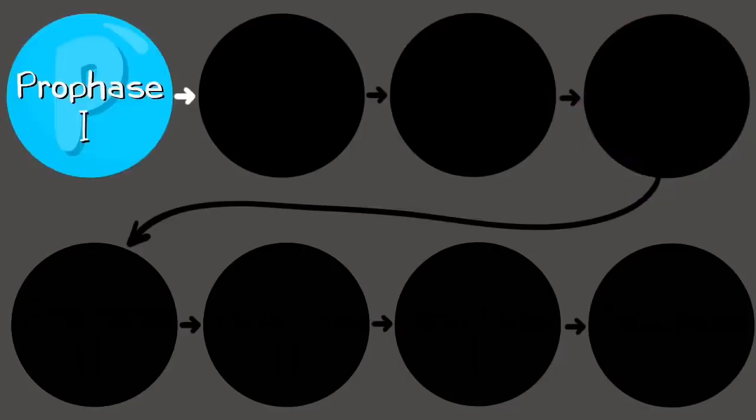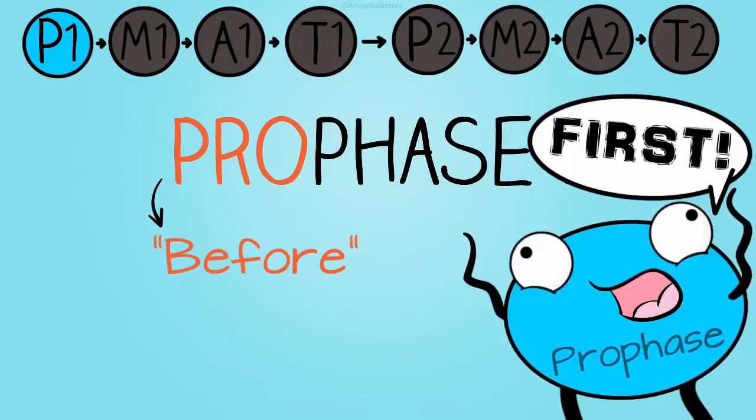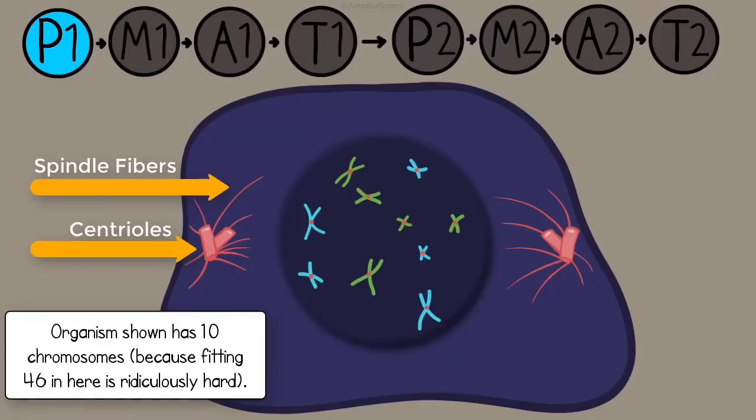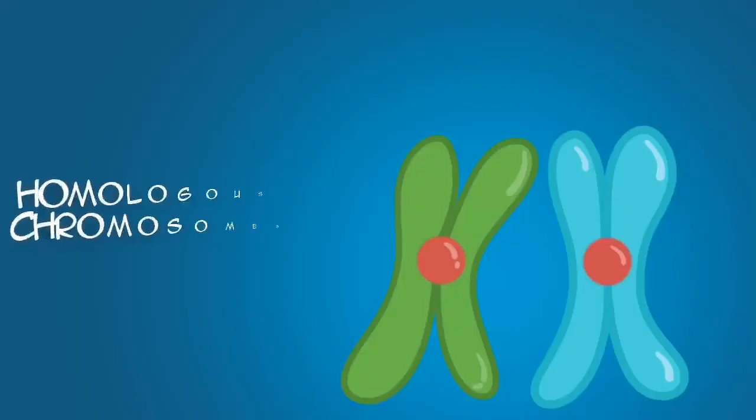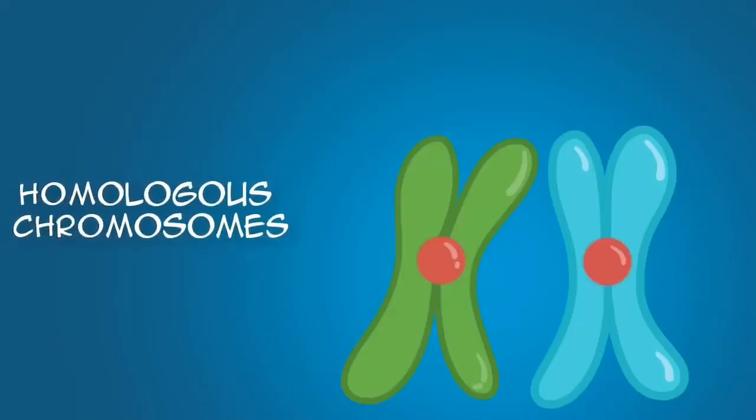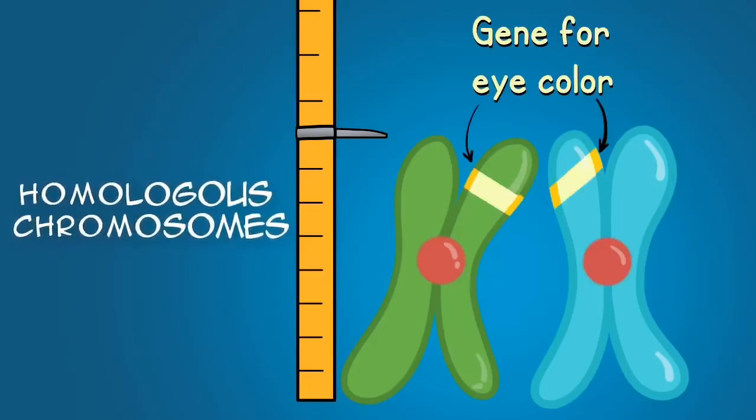So let's start with the very first step, prophase 1. One thing I like to remember about prophase is pro, this actually means before. And it kind of helps you remember that it comes before all the other stages start. This is where the chromosomes are going to condense and thicken. They're actually going to line up with their homologous pairs. The word homologous means that the chromosomes are approximately the same size and they contain the same types of genes in the same locations. They're going to match up.